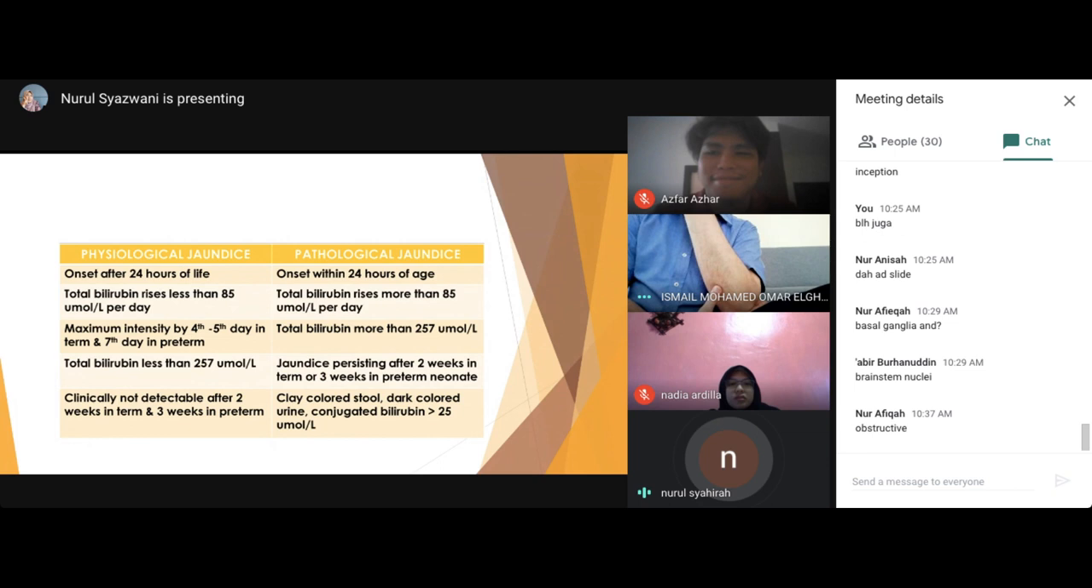For the pathological, jaundice persists after 2 weeks in term or 3 weeks in preterm. The total bilirubin for the physiological is less than 257, and pathological is more than 257. Physiological jaundice is clinically not detectable after 2 weeks in term and three weeks in preterm. But for the pathological, we have clay colored stool, dark colored urine, and conjugated bilirubin more than 25 micromole per liter.